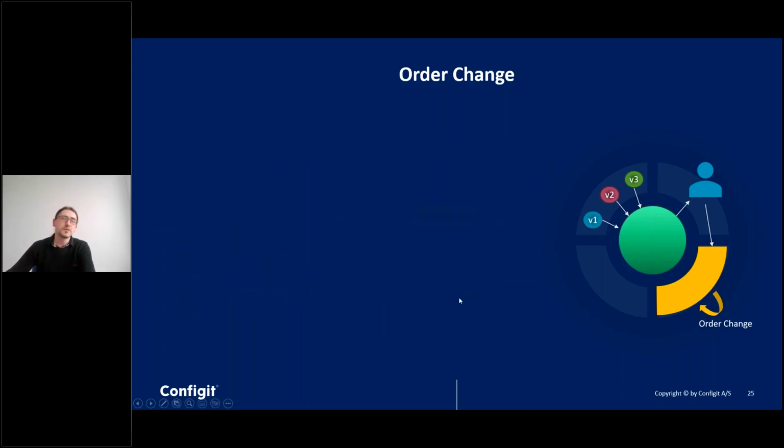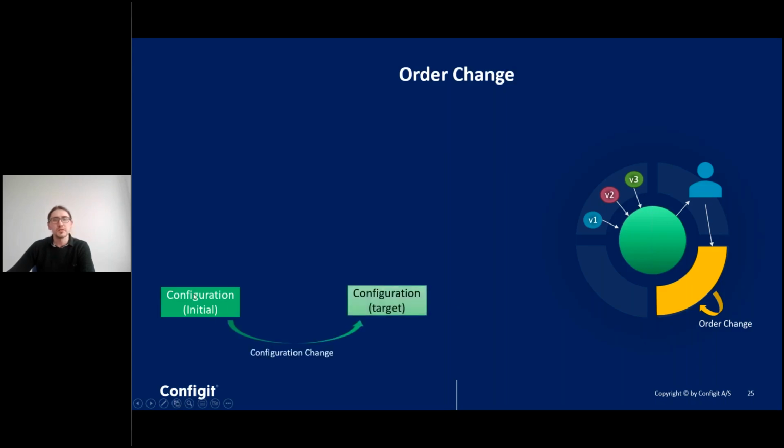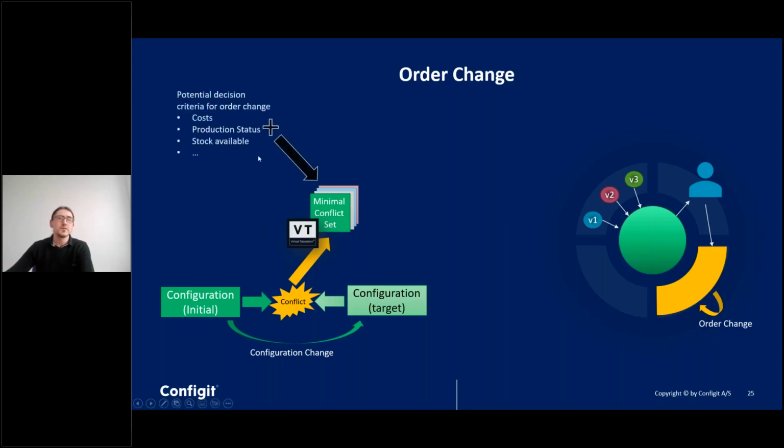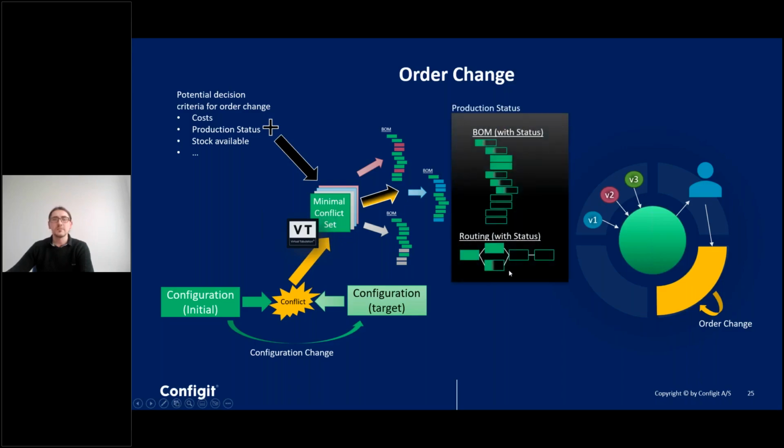And when we do that, we have again our initial configuration, that was the order entry configuration, and now the order change configuration. We have the conflict, of course, the changes which have to be applied, and we might have some suggestions how these changes can be applied in different ways. If you now combine that with information which is relevant for an order change, which might be cost, production status, stock availability of products, we could use this information, solve the BOM for each of these minimal conflicts, and see what might have the lowest impact on our production.